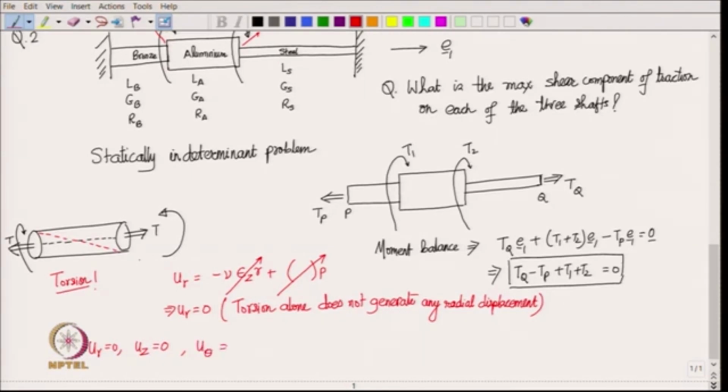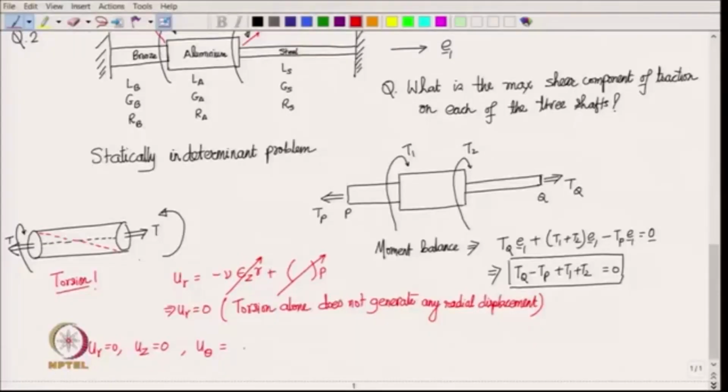And how much would be u theta? That depends on what is the rotation of the cross section. So, suppose the cross section rotation is omega. So, this becomes omega of z times the radius. So, u theta is simply omega of z times the radius.